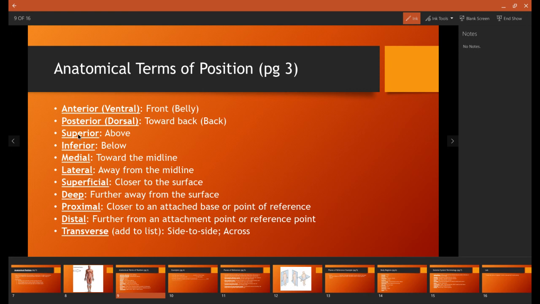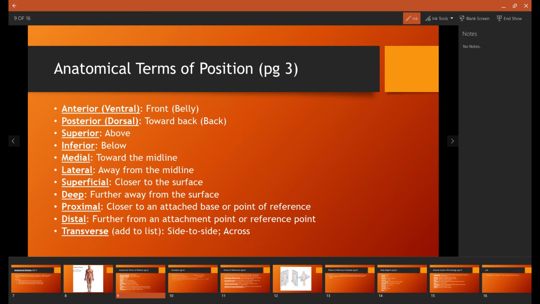Our next two, superior and inferior. Superior will mean above. Inferior means below. Our next two, we have medial and lateral. So medial is going to mean closer or towards the midline. Lateral is going to mean further away from the midline.